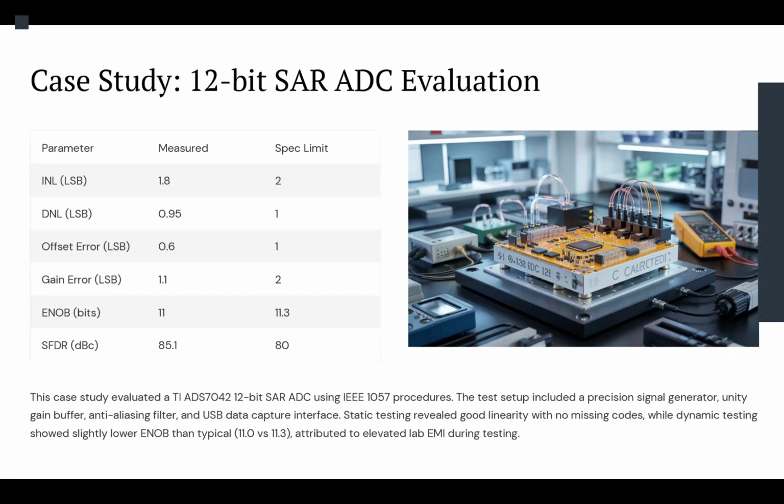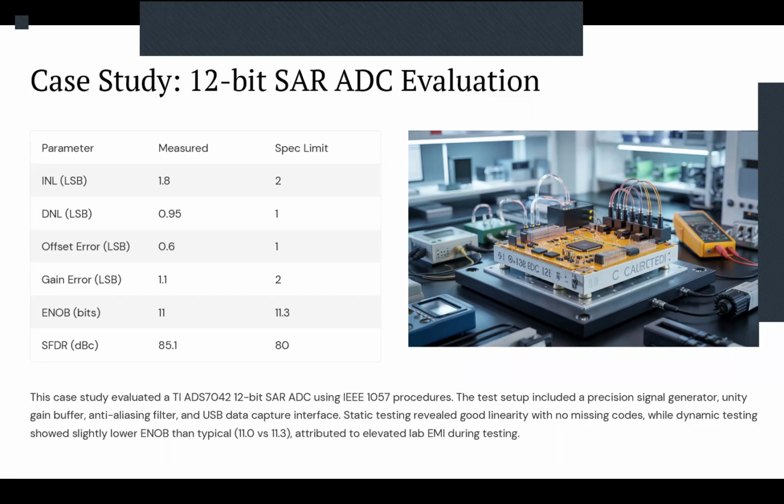Now in SFDR, we define the distance between the main tone and the worst spur. The acceptable limit should be bigger than 80 decibels, and what we measured is 85.1. So it's excellent. The largest spur is well below the main tone. So this is the result. Now, the only problem that we observed, as we said, is that the ENOB is slightly worse than the datasheet.